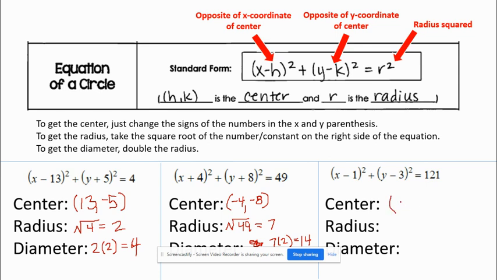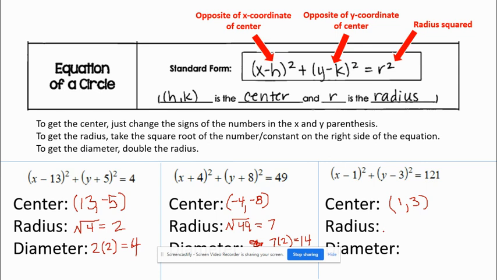Last example, to get the center again, all we're going to do is take the opposite of what's in the parentheses. The opposite of -1 is +1. The opposite of -3 is +3. Again, when you're typing these in the computer, please do not put any spaces between them. Parenthesis 1, comma 3, parenthesis.